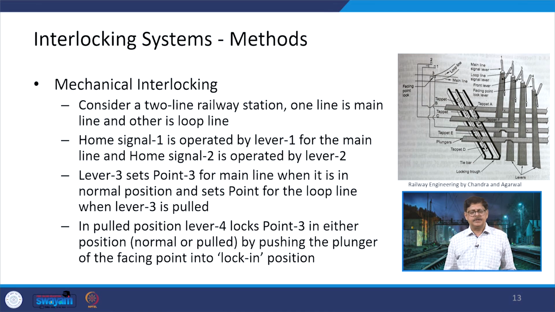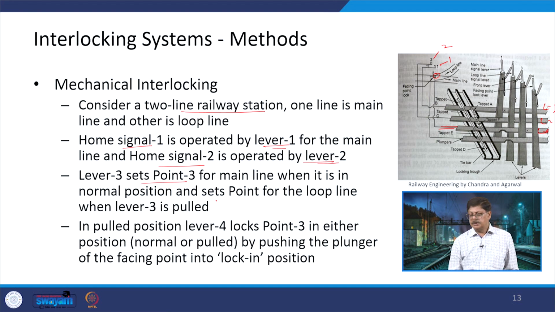Now, again let us look at an example here. Consider a two line railway station, one line is for the main line, another is for the loop line, and there is a home signal 1 which is operated by lever 1 and a home signal 2 which is operated by lever 2. So, there is a signal 1 and a signal 2 here. Signal 1 is connected to lever 1. So, this is L1 and this is L2. Now, lever 3 sets the point 3. So, here this is a point if the turning is to be done. It is connected with lever 3, and you can see the connection coming up to this point.